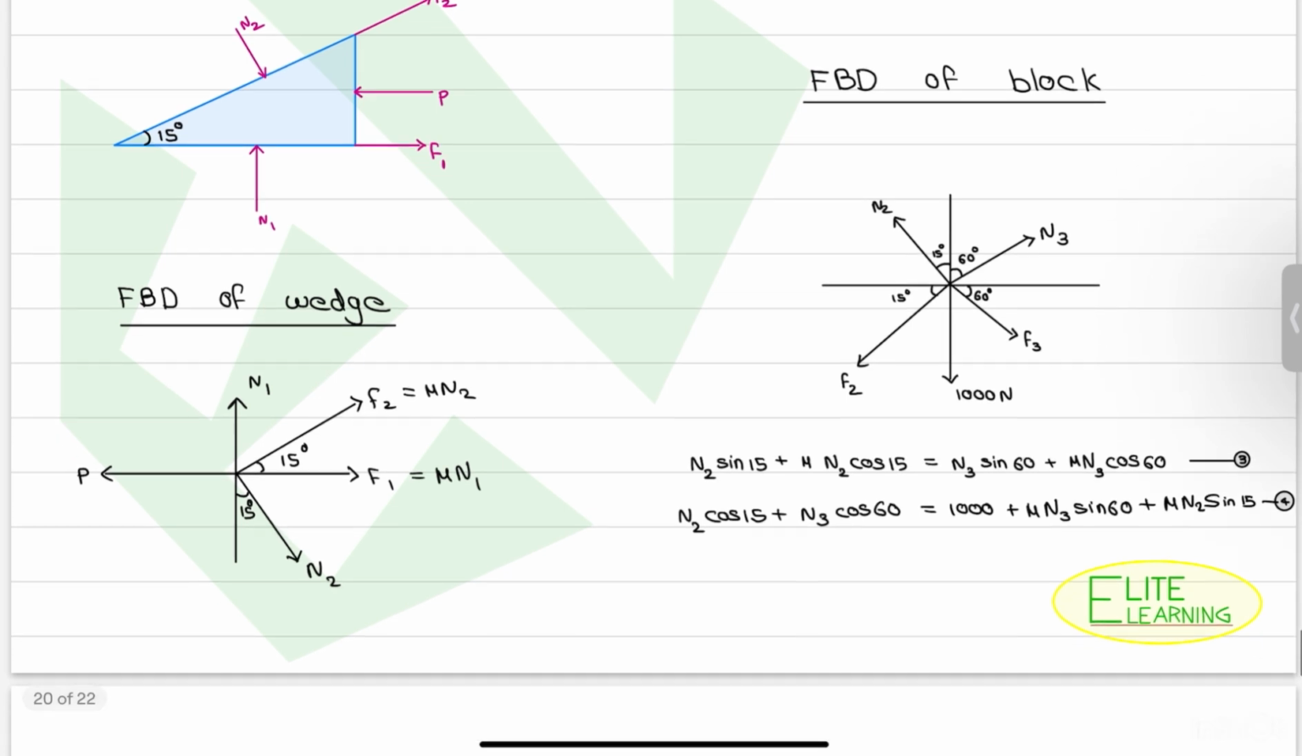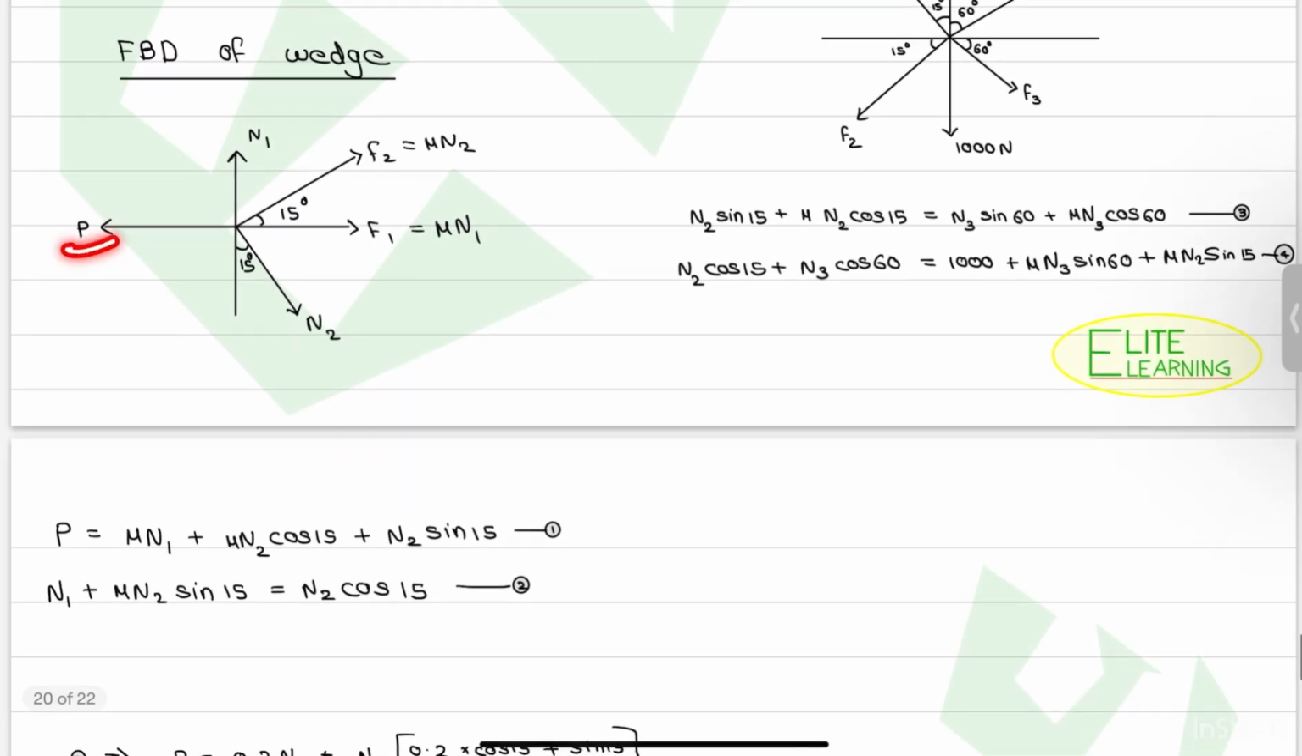Now we can create the equations. P is equal to mu N1 plus mu N2 cos 15 plus N2 sin 15. This is along summation of Fx equal to 0, and summation of Fy equal to 0 we will get this equation: N1 plus mu N2 sin 15 is equal to N2 cos 15. This is the second equation.